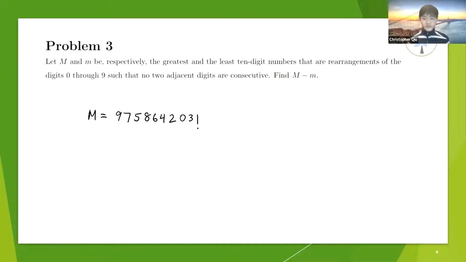And what we can see is that we've maximized this number at every step of the way that we tried to construct this number. So we know that this is the maximum because we've basically maximized this number every step of the way. So this is our value for m.